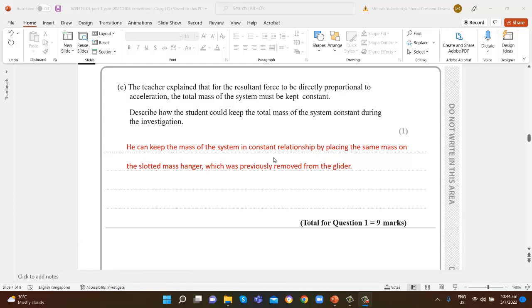He can keep the mass of the system constant by placing the same mass on the slotted mass hanger, which was previously removed from the glider. So now he can keep it constant. It's not going to change. That's what I advise all the children: your answer is always at hand, or they are giving a hint for you to think. They might give a very big story or very big picture that you don't know at the beginning of the question. So you don't worry about that.